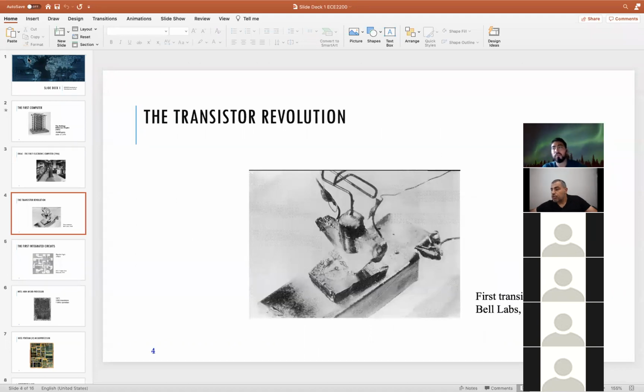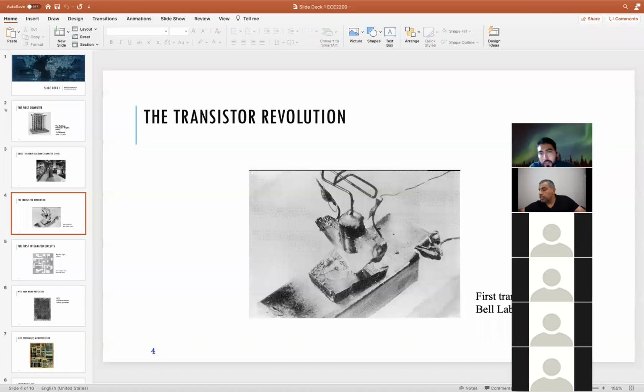And the first transistor came out of Bell Labs in 1948. You can see that it was actually made from germanium, and it looks really cheesy here. They've got some wires soldered onto the gate controlling it, etc. So that was the first transistor.